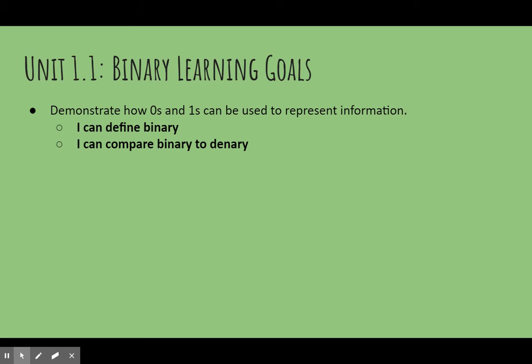We're going to aim to have you be able to do these items by the time you're done with this. So hopefully you can define binary, and hopefully you can also compare binary to denary. Now don't worry if you don't understand what those two things mean. We're basically going to demonstrate how zeros and ones can be used to represent information, and by the time we're done, these fancy little words should hopefully make sense to you.